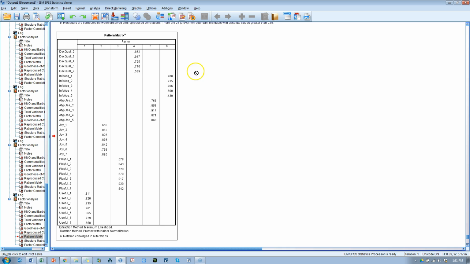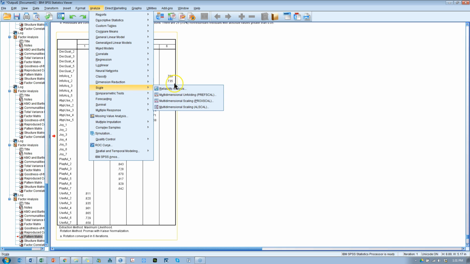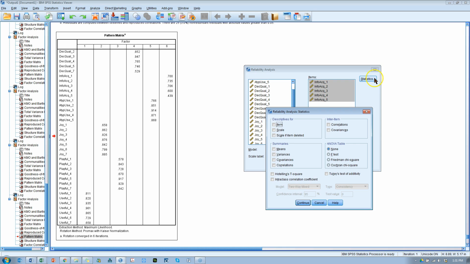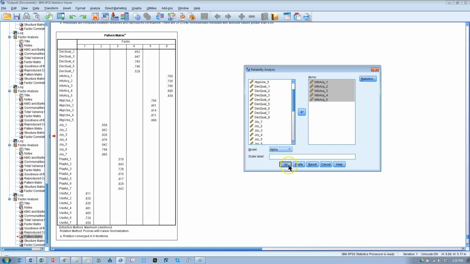If I want to verify this, what I might do is do reliability analysis: analyze, scale, reliability, and just stick in those information acquisition items. Here, pull it over, and then go to statistics and do a scale if item deleted. Continue and okay.